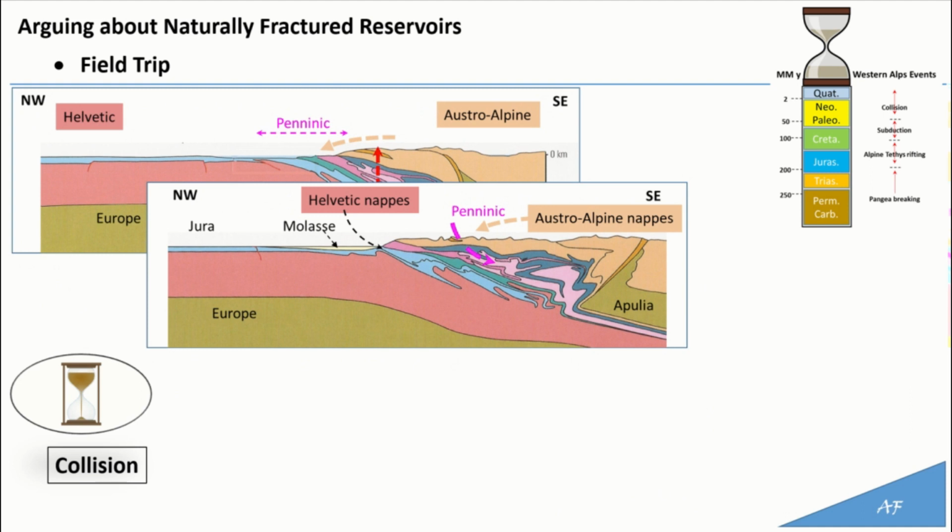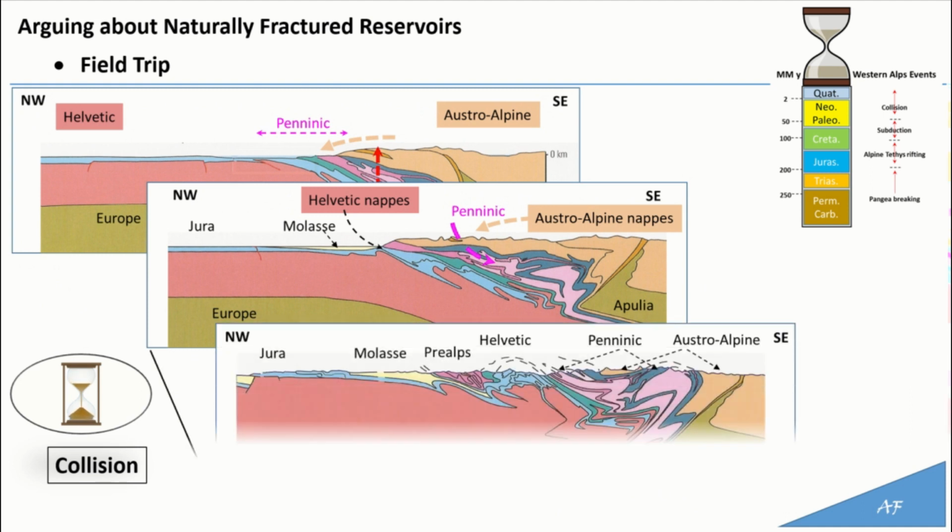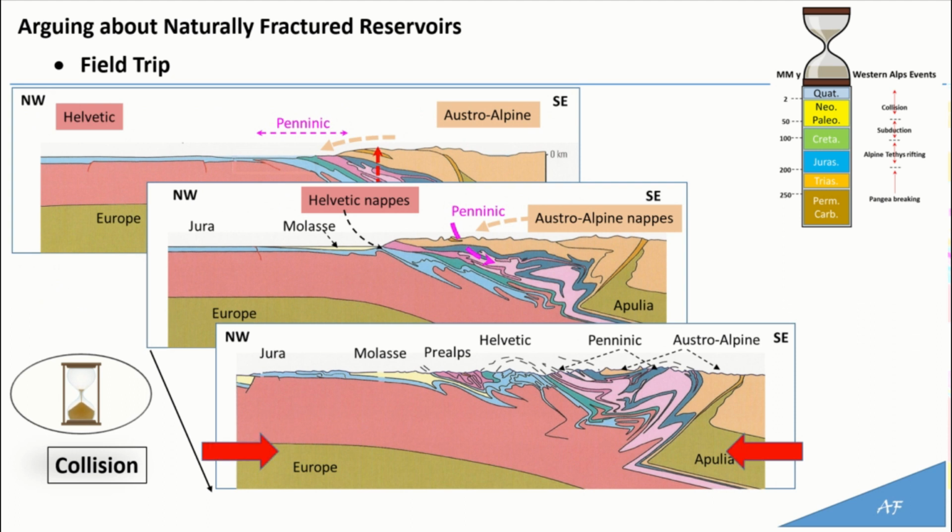In the following 25 million years, up to the present time, the collision between the European and Apulian plates proceeds with the uplift of the mountains, balanced by their erosion that largely affects the most shallow unit that was the Austalpine.